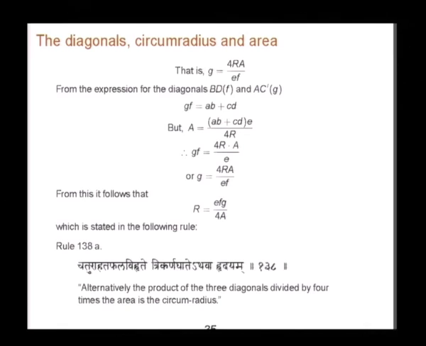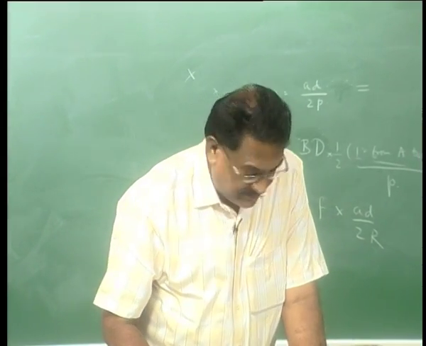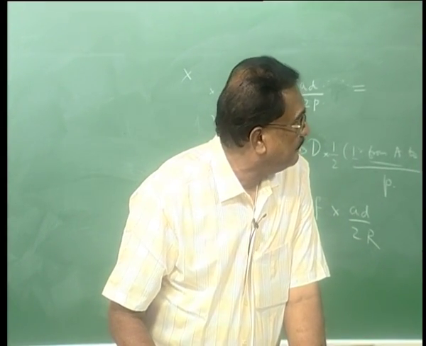So alternately, chaturahata phala vihrute trikarana gate thava hrudayam, hrudayam is the circumradius. Alternately, the product of the three diagonals divided by 4 times the area, so that is the circumradius. So this will introduce some symmetry in their thing. So all these things are somewhat equivalent, and the radius comes out neatly as the product of all the three diagonals divided by 4 times the area.